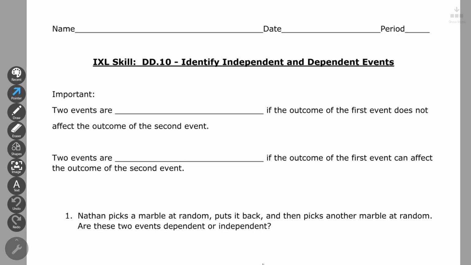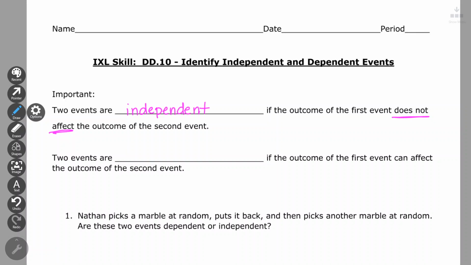Today we're going to be looking at IXL skill DD.10, Identify Independent and Dependent Events. At the top, we see there's an important message. Two events are independent if the outcome of the first event does not affect the outcome of the second event. This type of event is called an independent event.